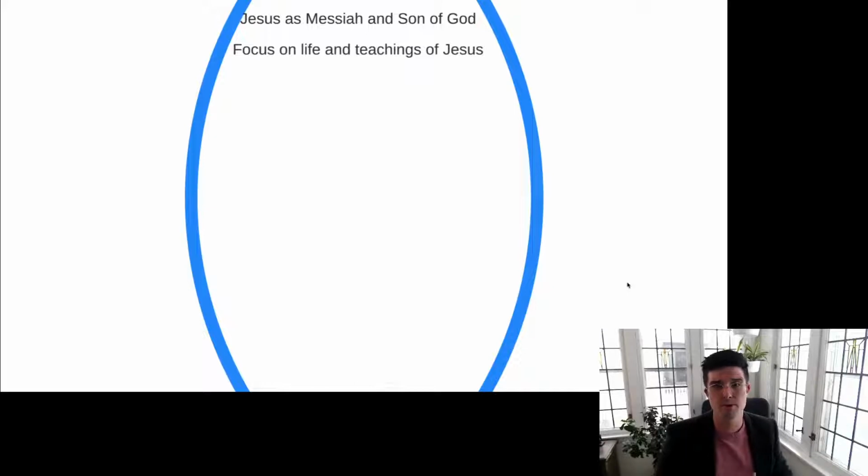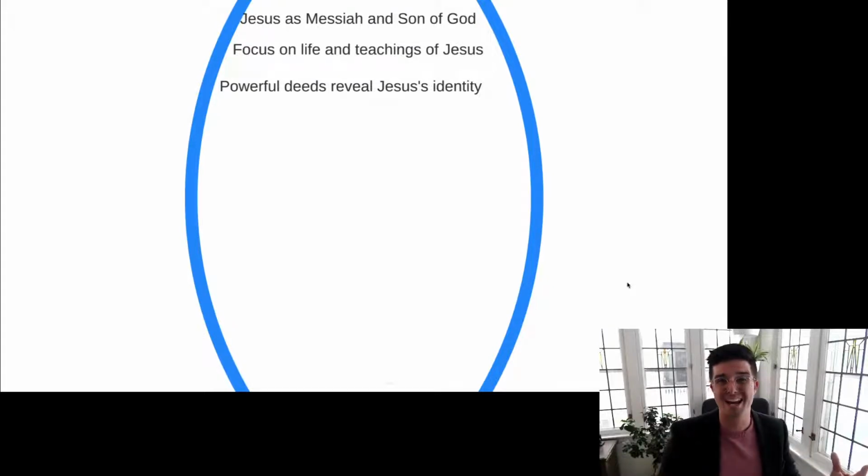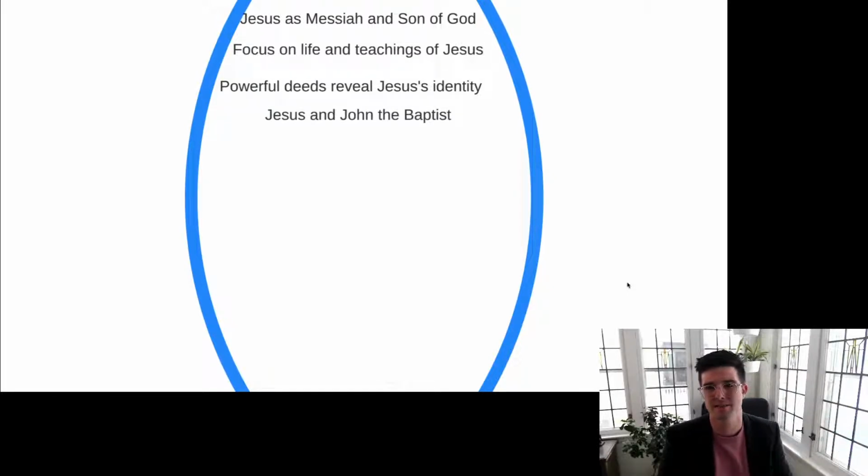All of the Gospels center on the life and the teachings of Jesus, and Jesus does powerful, miraculous things that intimate who he is or tell us something about his identity, namely as the Messiah and as the Son of God. All of the Gospels also feature Jesus and John the Baptist, and they also feature Jesus and John the Baptist at their beginnings.